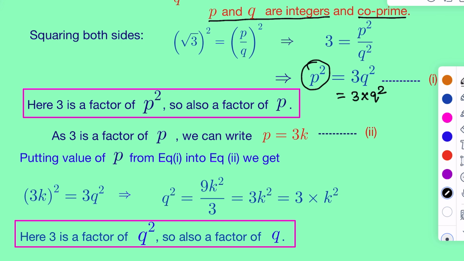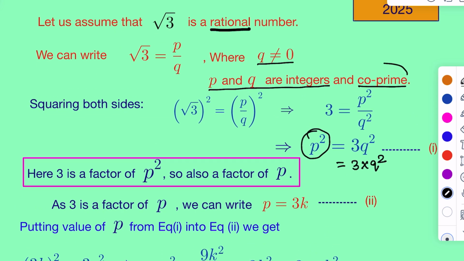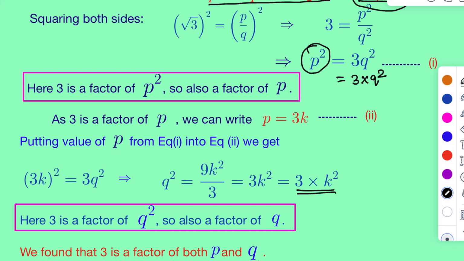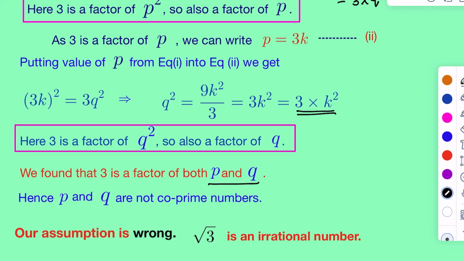We will get 9k square is equal to 3q square, or q square is equal to 9k square by 3, or 3 into k square, that is q square is equal to 3 into k square. So 3 is a factor of q also. Now we found that 3 is a factor of p as well as 3 is a factor of q. Hence p and q are not co-primes. We assumed that p and q are co-primes, but they are actually not. Our assumption is wrong and root 3 is an irrational number.